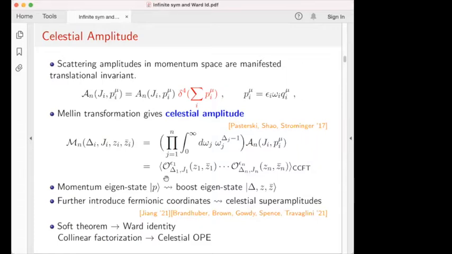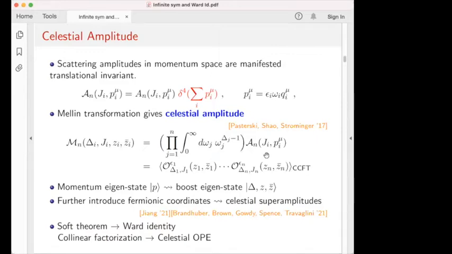In particular, this celestial amplitude can be regarded as the correlation function of a set of operators in the so-called celestial conformal field theory. Here, each operator represents a particle, and this operator is labeled by several pieces: Delta is the dimension, J is the spin, and epsilon equals +1 or -1. By performing this Mellin transformation, we just go from the momentum eigenstate to the boost eigenstate.